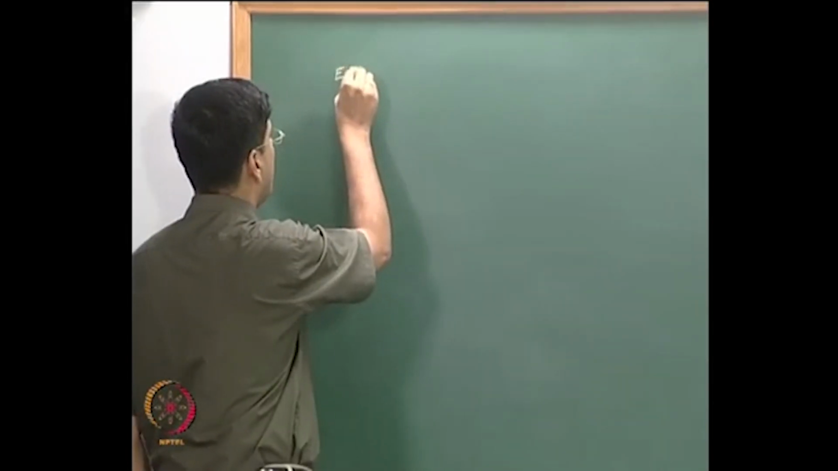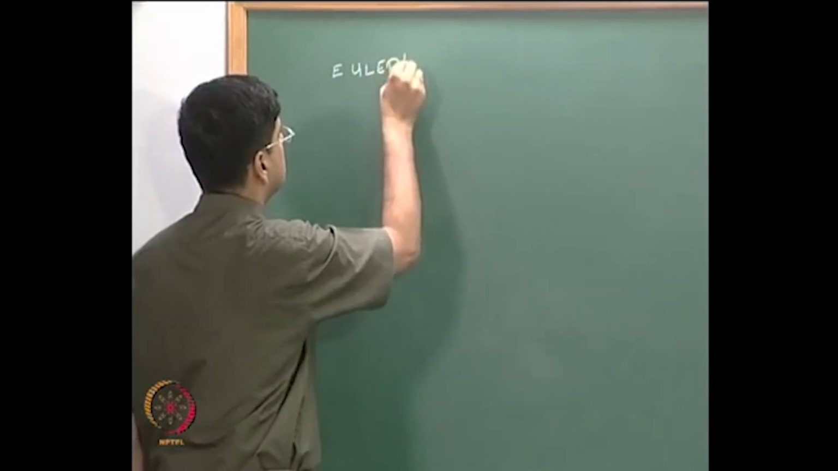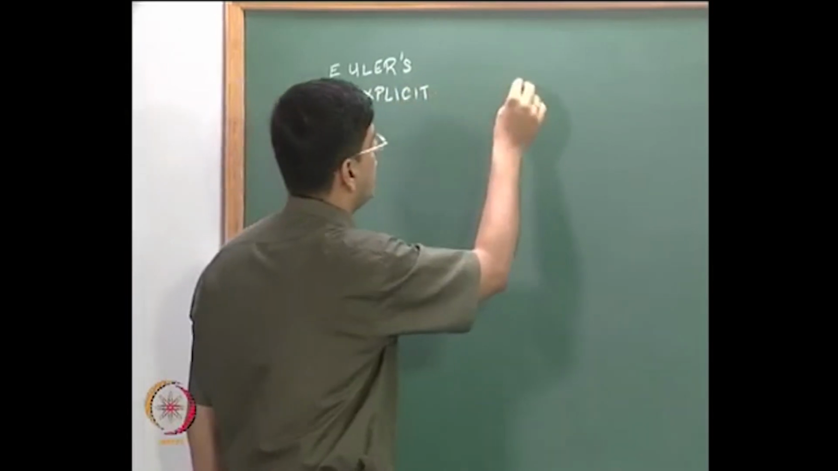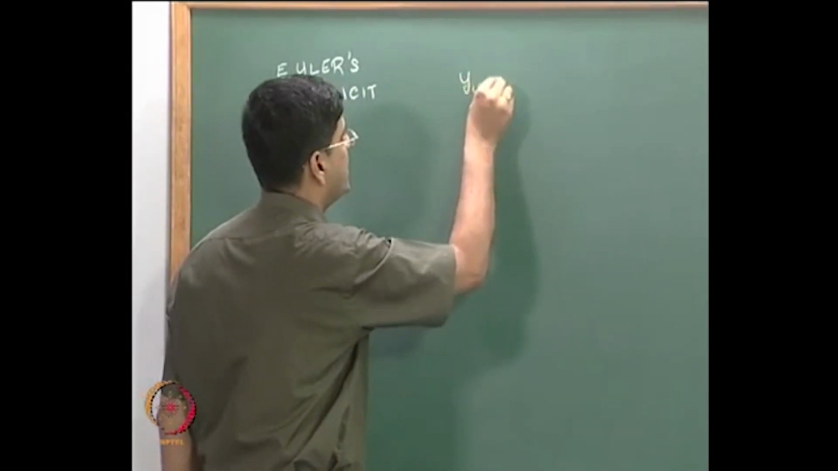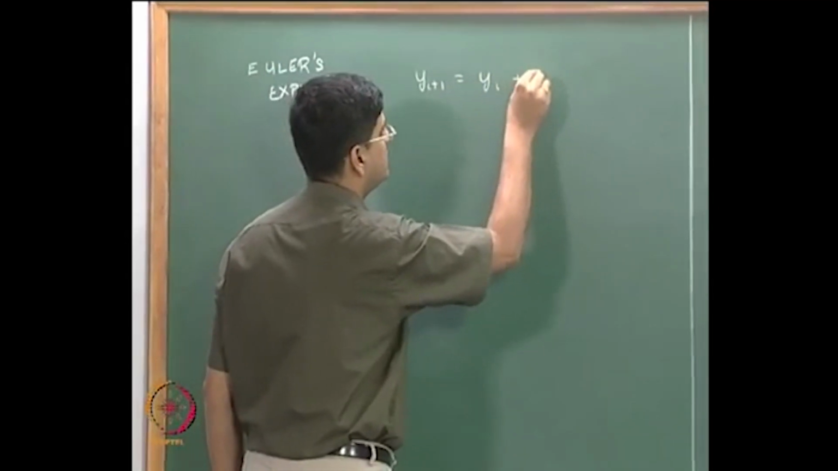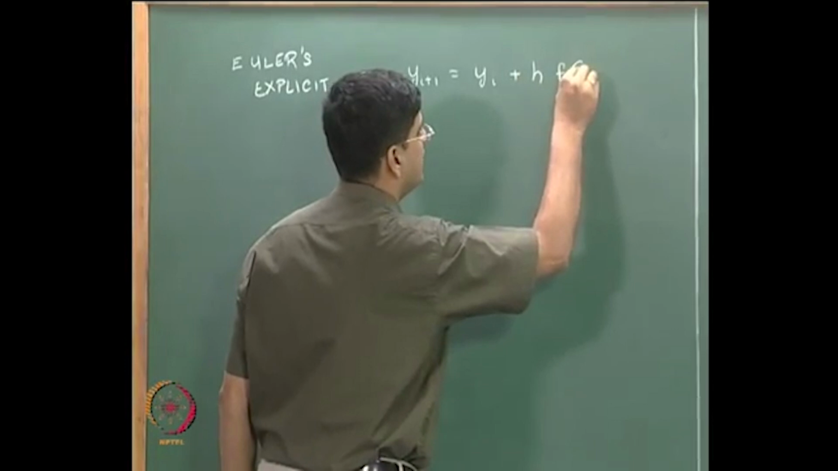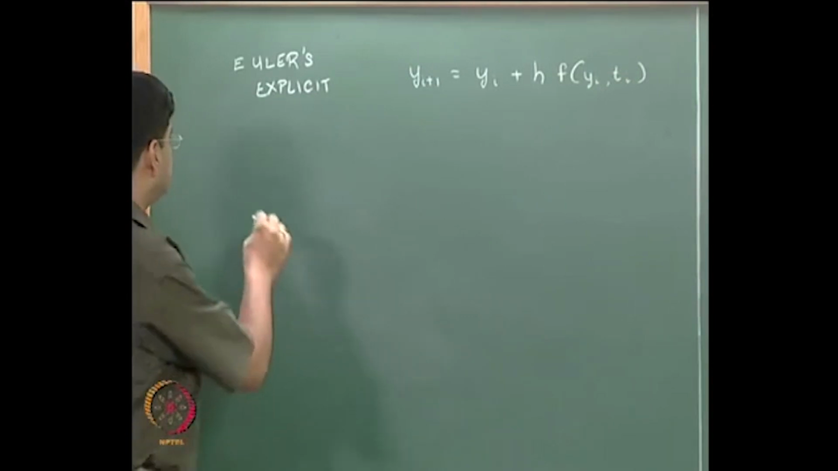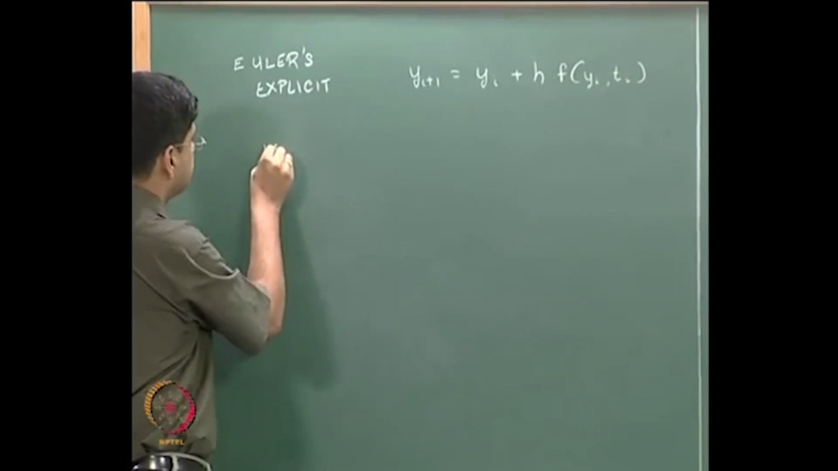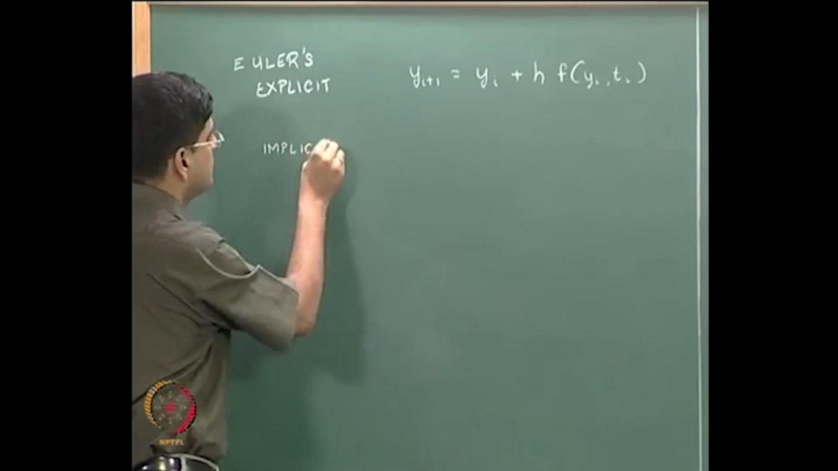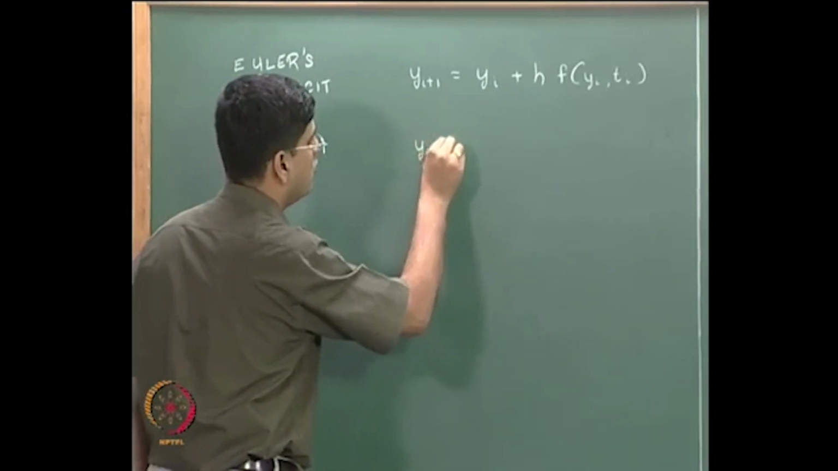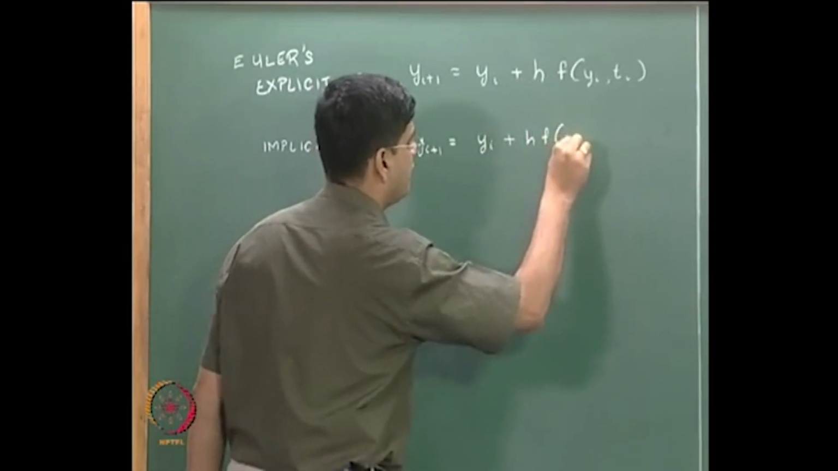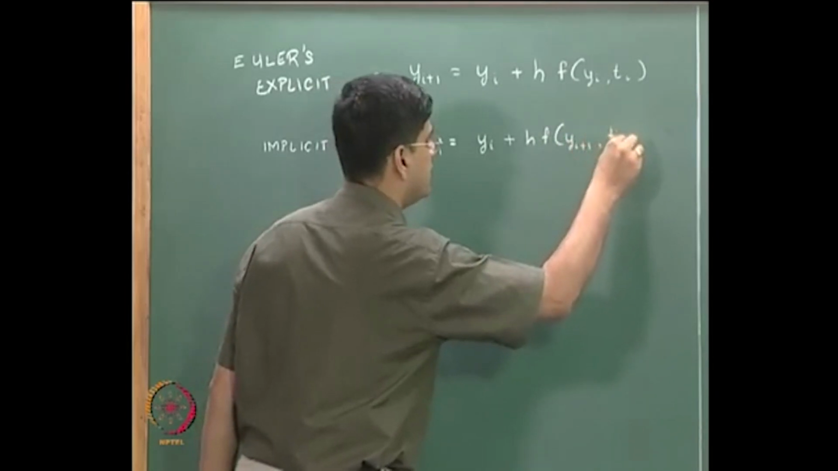So let us consider Euler's method. Euler's explicit method was y_{i+1} equal to y_i plus h multiplied by f of y_i comma t_i. So this was Euler's explicit method. And Euler's implicit method is y_{i+1} equal to y_i plus h times f of y_{i+1} comma t_{i+1}.